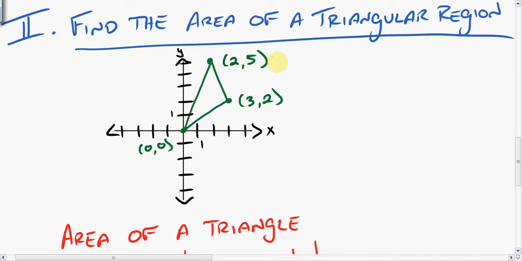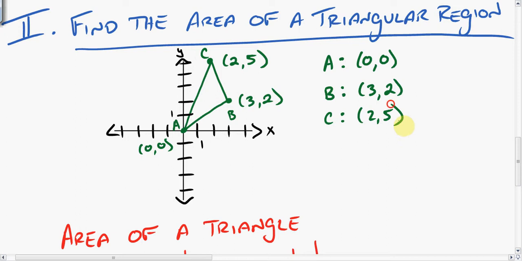So we'll give these points names. We'll say point A is going to be 0, 0. So I've designated this A. We'll designate this point B, which is 3, comma 2. And we'll designate this point C, which is 2, comma 5.